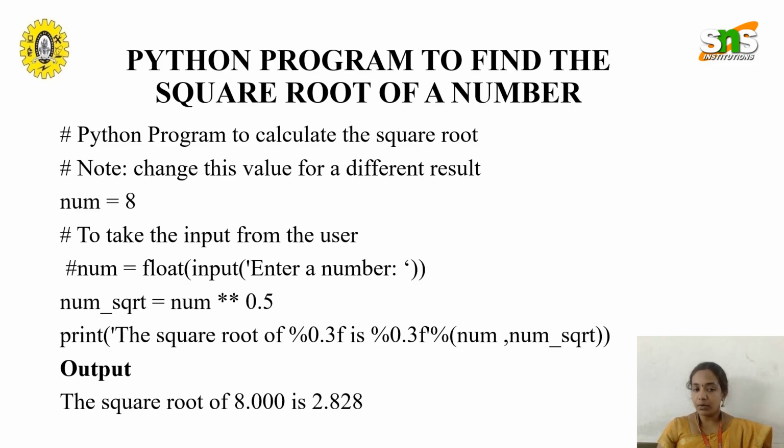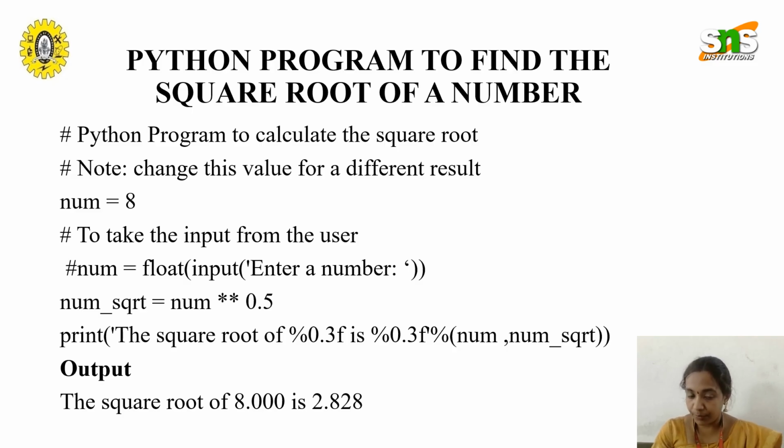To find the square root of a number, num_sqrt is equal to num star star 0.5. Star star is the symbol of exponentiation, or power. 0.5 is nothing but 1 by 2. We know very well that square root is nothing but the power of 1 by 2, which is 0.5. Print the square root of %0.3f.